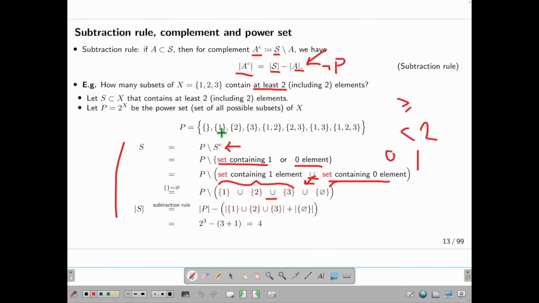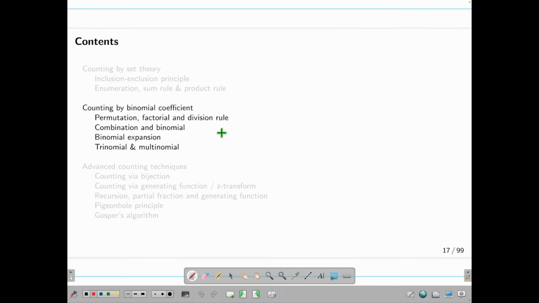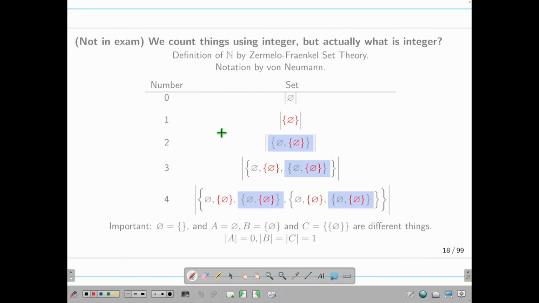So that's all for the part 1. This is easy, right? Now here is the part that is not easy. First of all, this is in gray color. That means this is not in exam.